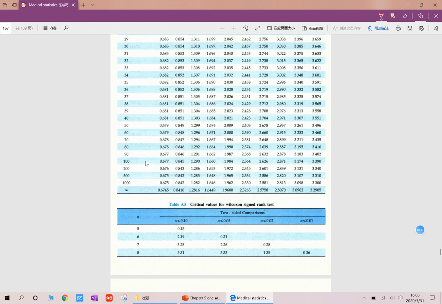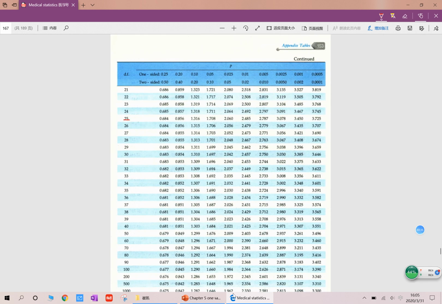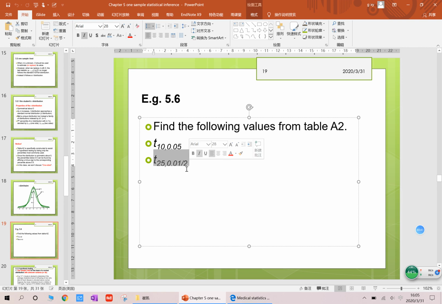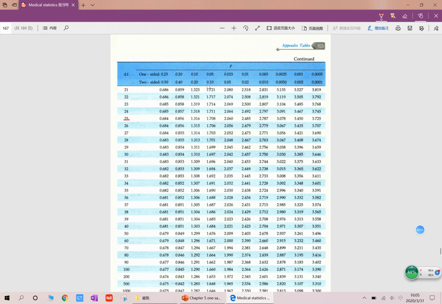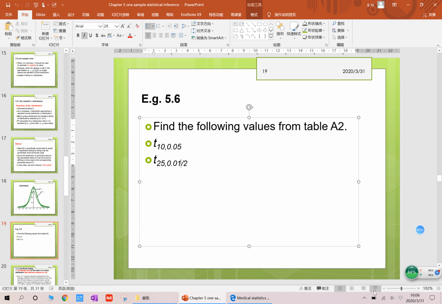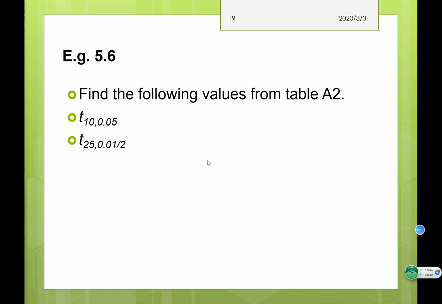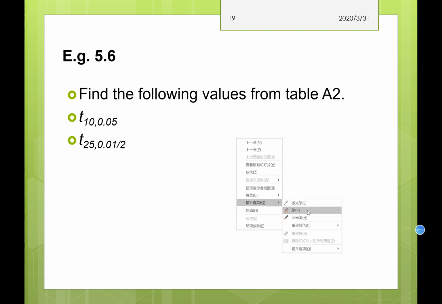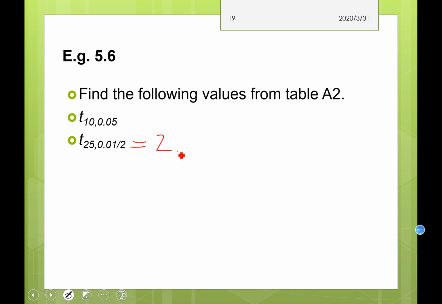The first one, when nu equals 25, right? And this time we notice that that is two-sided, right? Because this part is half, right? So that means two-sided and 0.01. So this number. Okay, so here in the cross position, this one, 2.787. Let's write it here. t equals 2.787. So what's the meaning of this number?